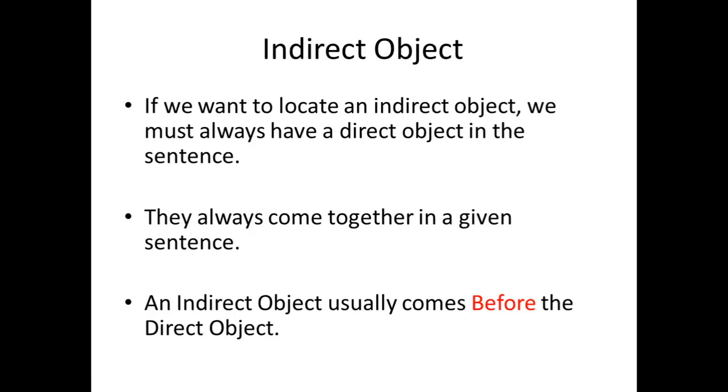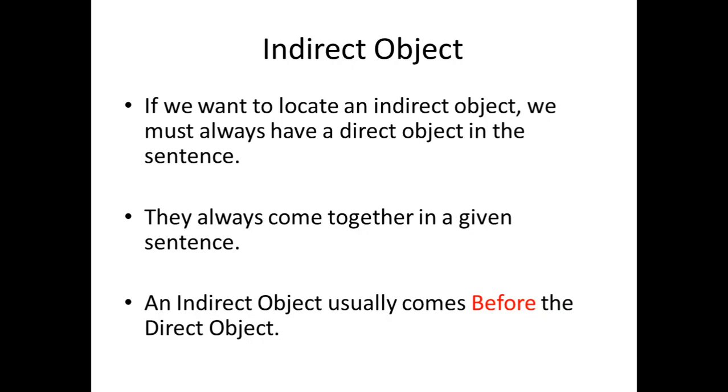So, let's talk about indirect object. If we want to find an indirect object in a sentence, we must always have a direct object in the sentence. So, students, whenever you are looking for an indirect object, you will always have to find a direct object too, because they always come together in a given sentence.